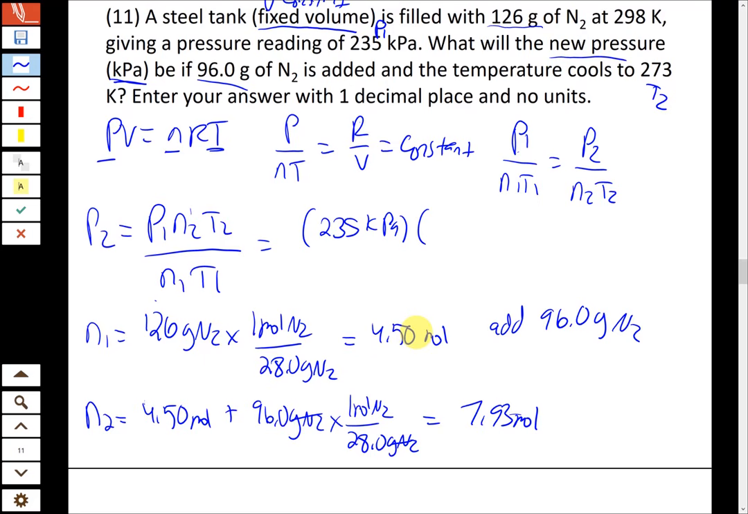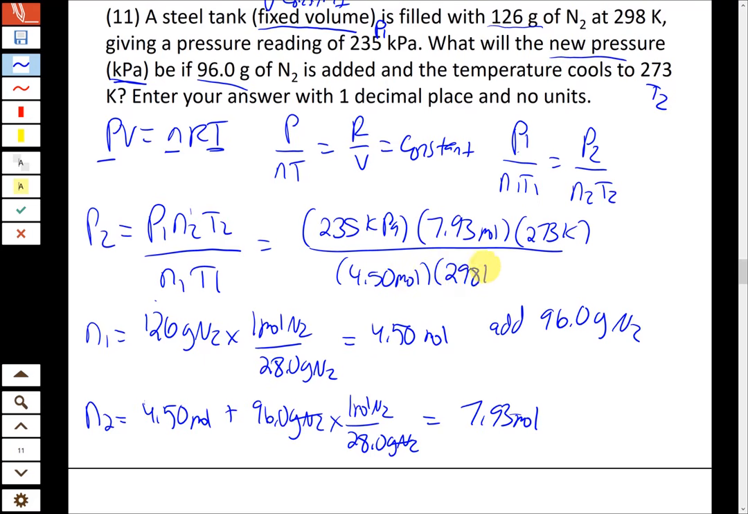Then from there, we're going to put all the numbers in. The final number of moles is 7.93. The final temperature is 273 Kelvin, already in Kelvin, so we don't have to convert it. In the bottom, we have the initial number of moles, which is 4.50, and the initial temperature, which was 298 Kelvin. Now it's just multiplying and dividing. We get 379.4. The units would be kilopascals. Again, in Blackboard you just enter the numbers, so it would be that number, which is the correct pressure in kilopascals.